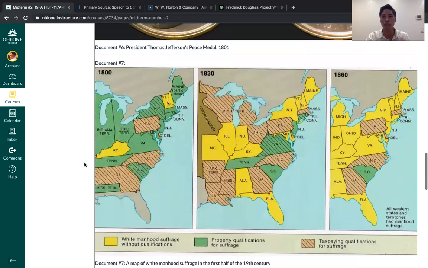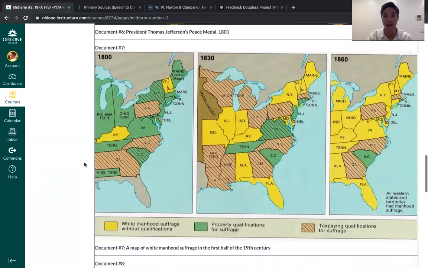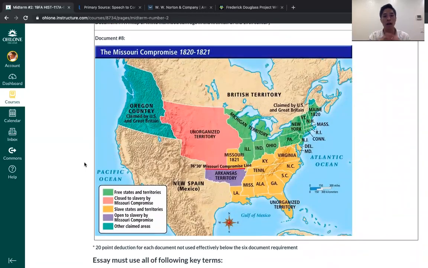So I want you to think about how the American Revolution had an impact on white men in particular, and how from the American Revolution all the way up until the 1830s, the American Revolution somewhat benefited them in a sense, right? That's in the 1830s. So voting was one of the privileges that they had that other groups did not have, in particular. And last but not least, this is document number 8.